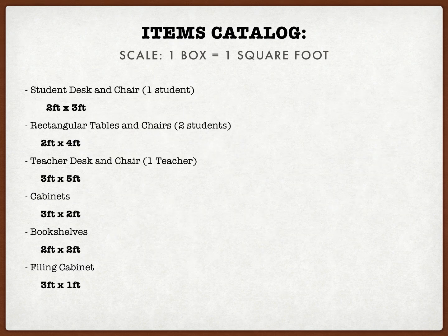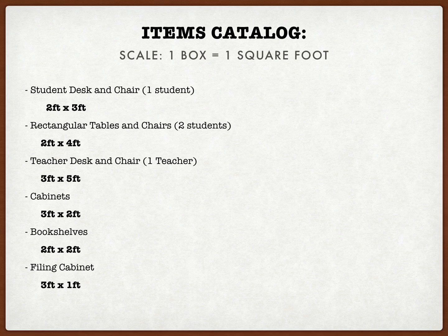This is the items catalog that students will be choosing from. The scale is 1 box by 1 square foot. The student desk and chair, which holds 1 student, is a 2 by 3 foot area. Rectangular table and chair, 2 students, a 2 by 4 foot space. Teacher desk and chair, which holds 1 teacher, a 3 by 5 space.